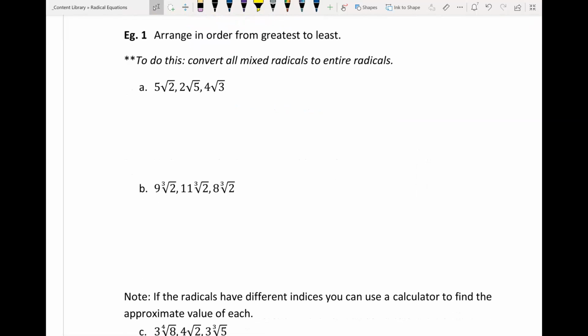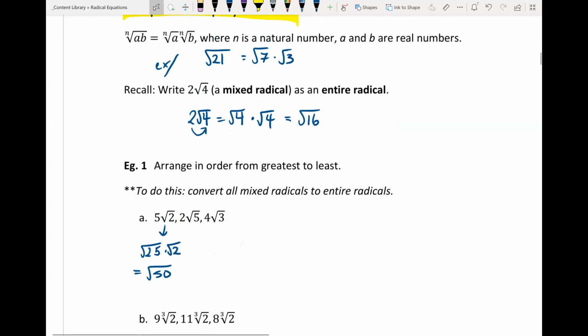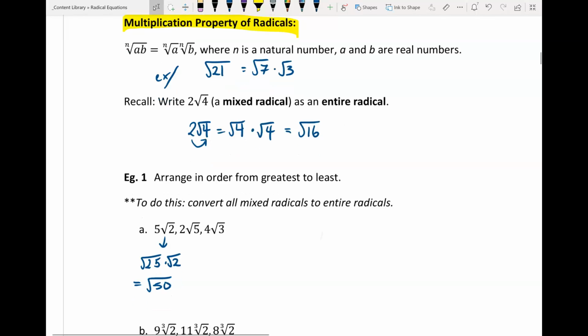Let's look at arranging in order from greatest to least. So to do this, we're going to convert all our mixed radicals into entire radicals and then order them from there. So for this first one, we have 5 root 2. 5 I can change to root of 25 because the root of 25 is 5. And then we still have that root 2 here. 25 times 2 is the root of 50. Again, I am using the rule we just stated about multiplication properties of radicals.